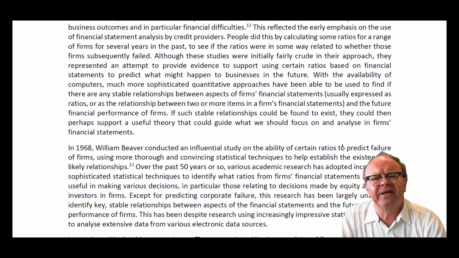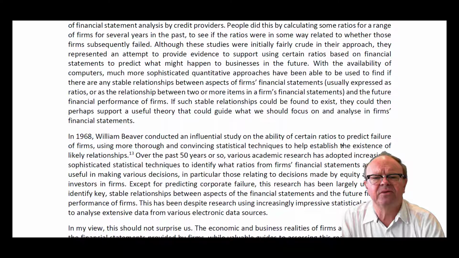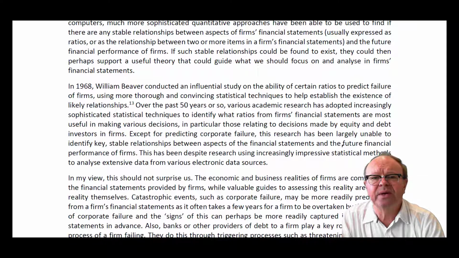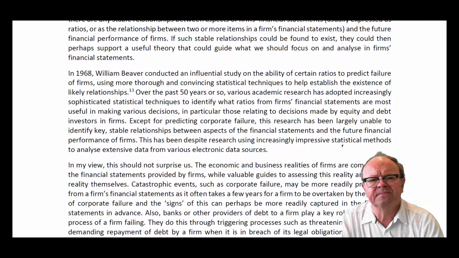Although these studies were initially fairly crude in their approach, they represented an attempt to provide evidence to support using certain ratios based on financial statements to predict what might happen to businesses in the future. With the availability of computers, much more sophisticated quantitative approaches have been able to be used to find if there are any stable relationships between aspects of firms' financial statements, usually expressed as ratios or as the relationship between two or more items in a firm's financial statements, and the future financial performance of firms.